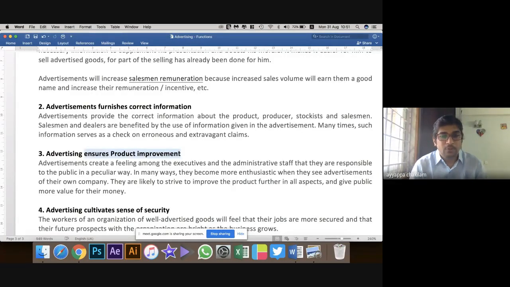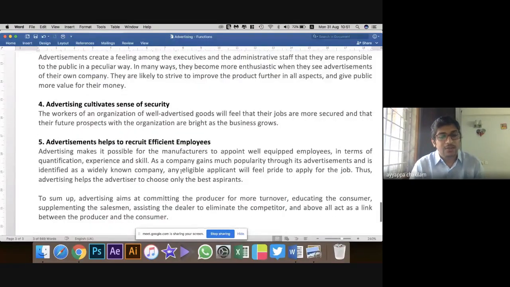It ensures product improvement. That's what I said earlier. Every time you see a new variant coming up, the all new Lux soap, or the Tide detergent I told you before, it means the product is getting improved on and on. It's not the earlier product; it's a more improved product that we are trying to give you. It cultivates a sense of security. The workers of an organization with well-advertised goods will feel their jobs are more secure, because high advertising means the company is spending more, which means the sales are happening. So it cultivates a sense of security among the employees of the organization.